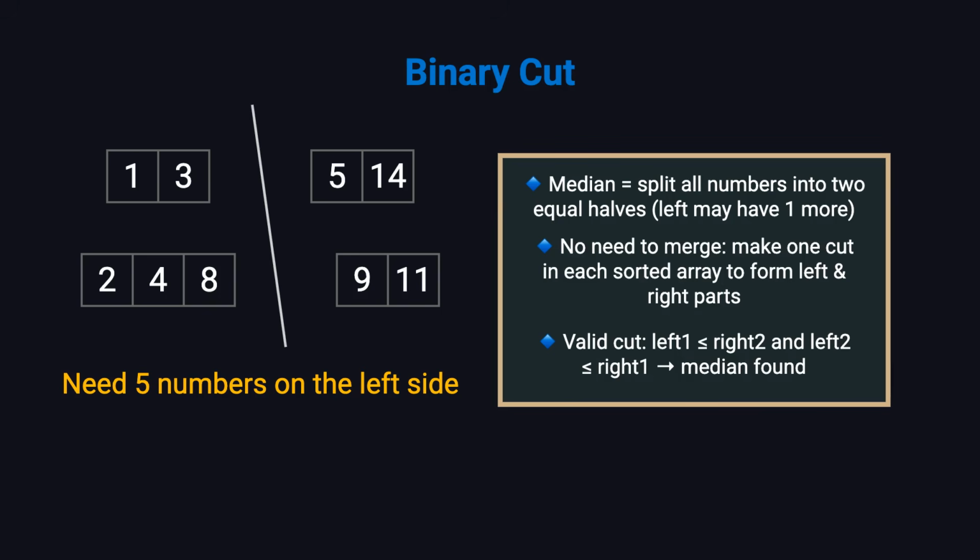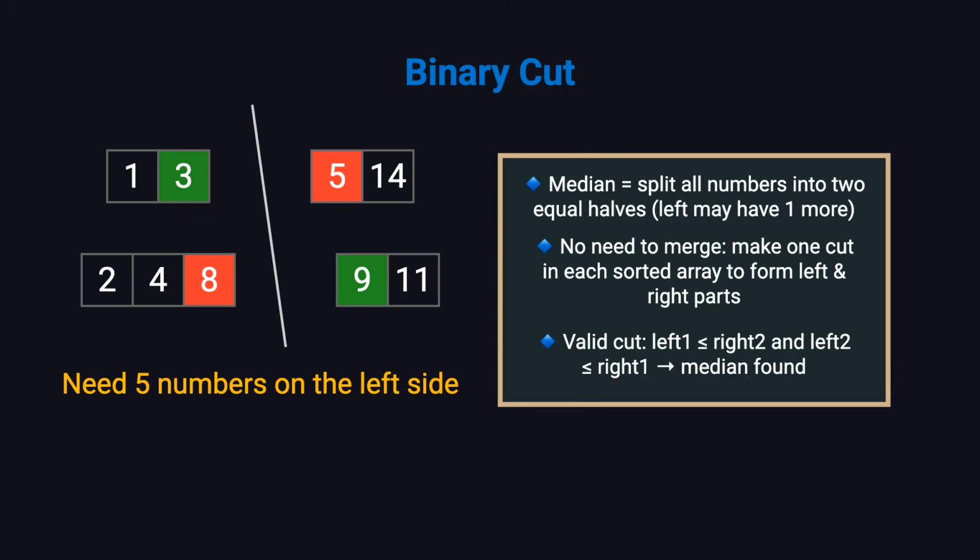We need to verify 2 cross-array conditions. First condition, the largest on the left of numbers 1, which is 3, must be less than or equal to the smallest on the right of numbers 2, which is 9. 3 is less than 9, so that checks out.